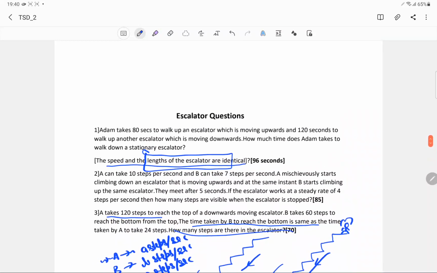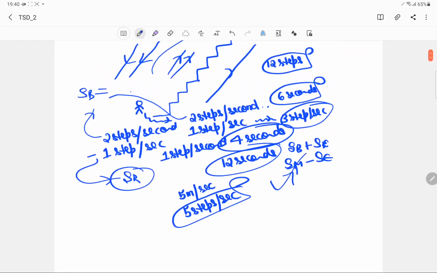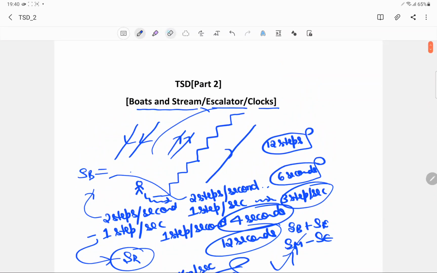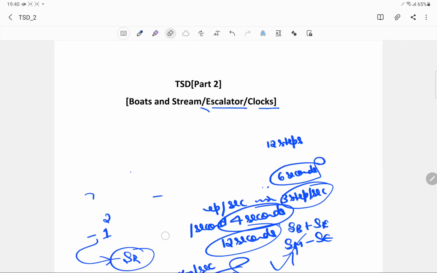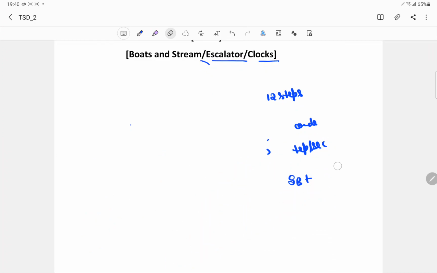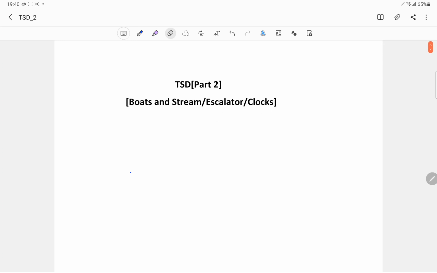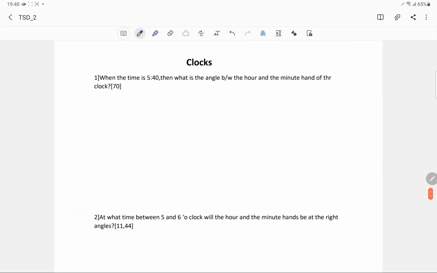So that is all from the escalator part. Now let's move to the last thing that we have to do in time, speed and distance 2, and that is the questions of the clocks. Now in clocks you have very standard questions coming in. Now let's try and see this. So we'll try to understand it from the questions itself.